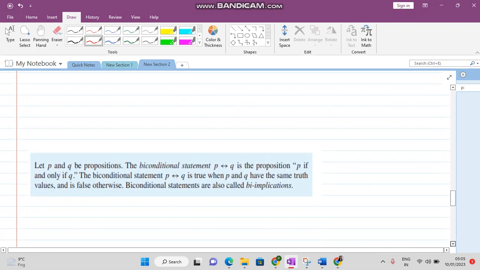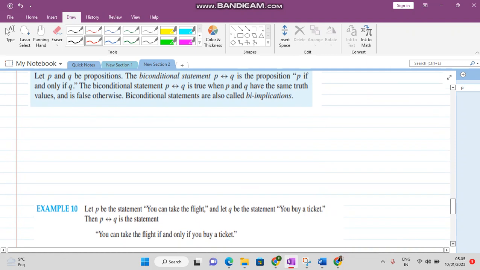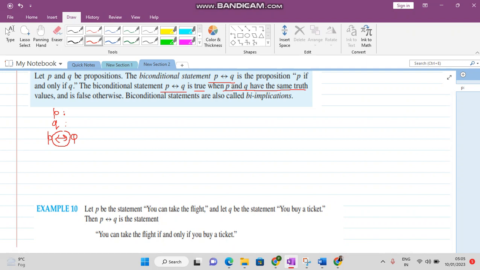Now in the next part we want to learn about biconditionals. Whenever you are given two propositions P and Q, their biconditional is expressed like this: P biconditional Q. It is denoted with this double headed arrow. P biconditional Q is true when both P and Q have the same truth values. If both P and Q are true, then the answer is true, and if both P and Q are false, only then the answer is true. If P is true and Q is false, then the answer is false.